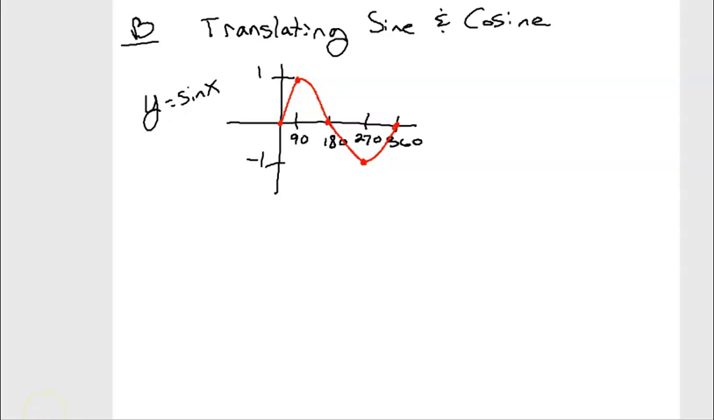All right, this is 6.4, part B of this lesson, translating sine and cosine functions. So we just got done talking about how to graph the sine and cosine functions, and here I have graphed for us already one period of the sine function. Remember, going from 0 to 360 degrees. Sine of 0 is 0, sine of 90 is 1, sine of 180 is 0, sine of 270 is -1, and sine of 360 is back at 0.